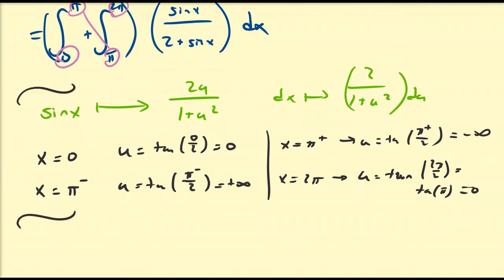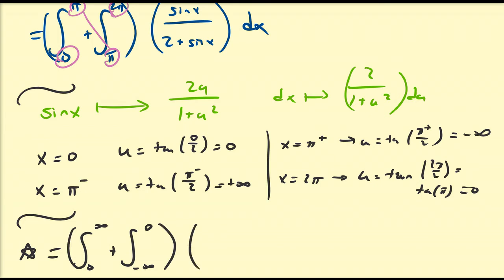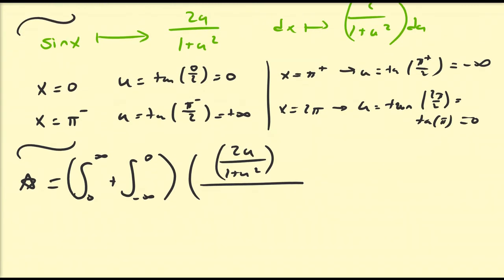So our integral from before, I'm going to call it star, is going to be transformed into the integral from 0 to infinity plus the integral from minus infinity to 0 of the function 2u over 1 plus u squared, so that's sine, all divided by 2 plus sine, times dx.